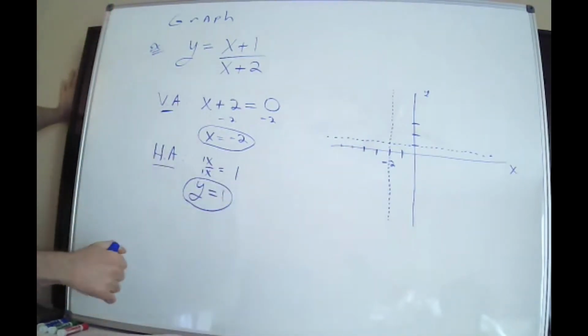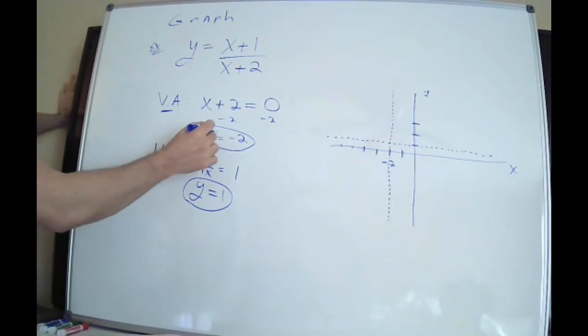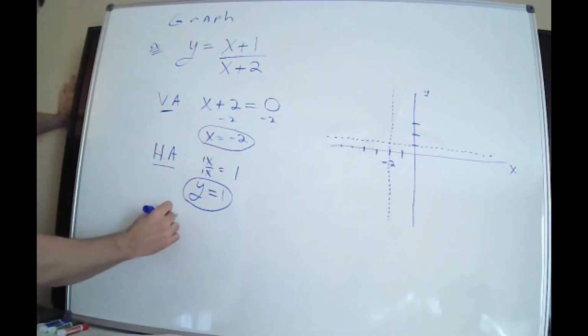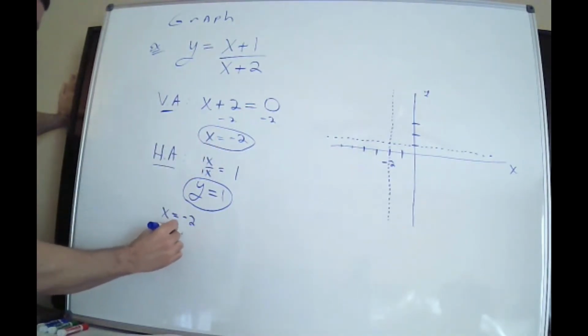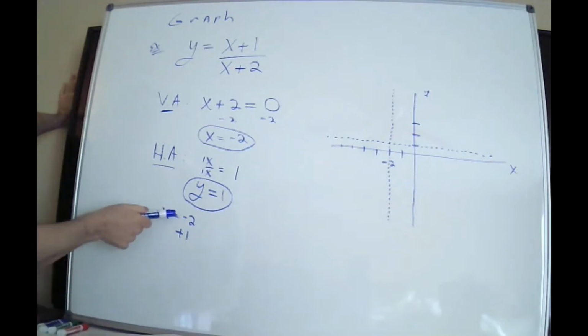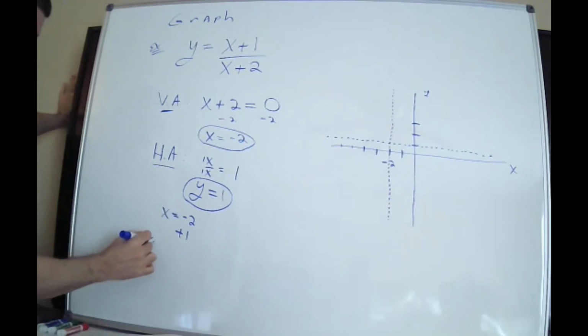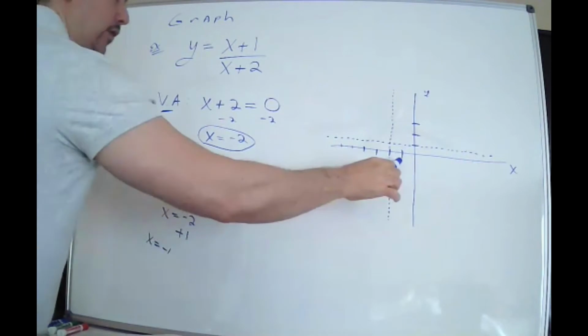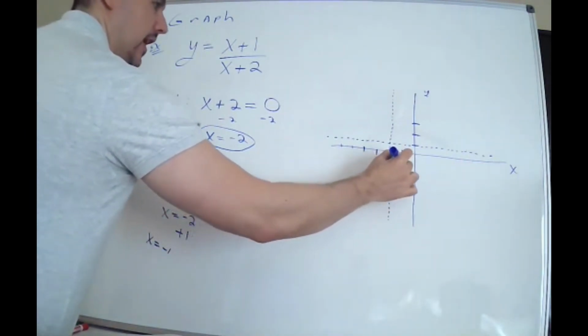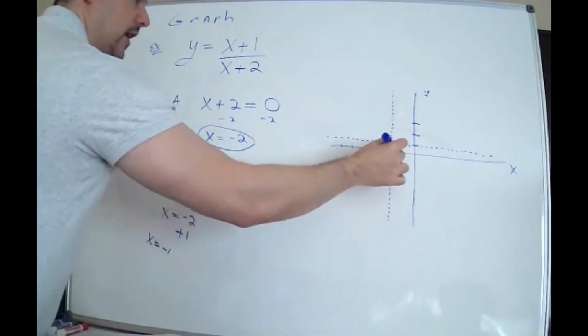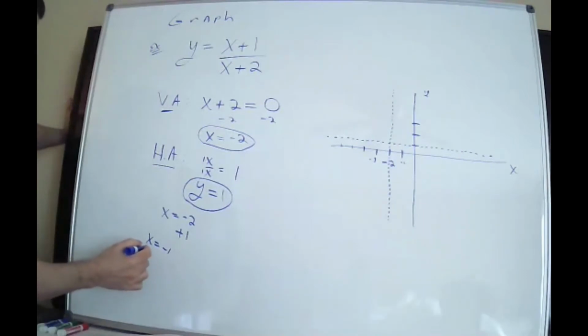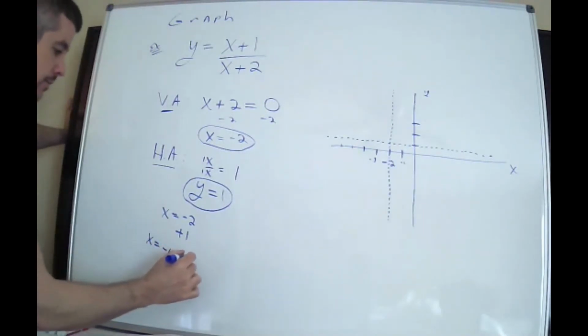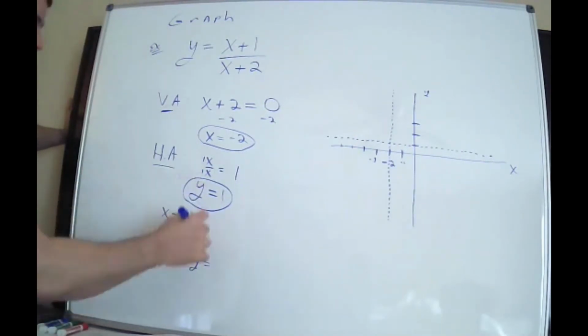So what I told you to do in the class notes was take the vertical asymptote, which is -2, and I want you to add 1 to that. So -2 plus 1 is -1. -1 is right here, right? There's -1, and here's -3. So I want to plug -1 into my function. So that's what I'm going to do.